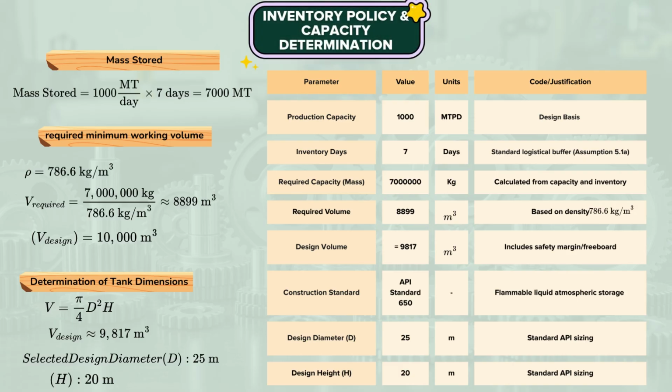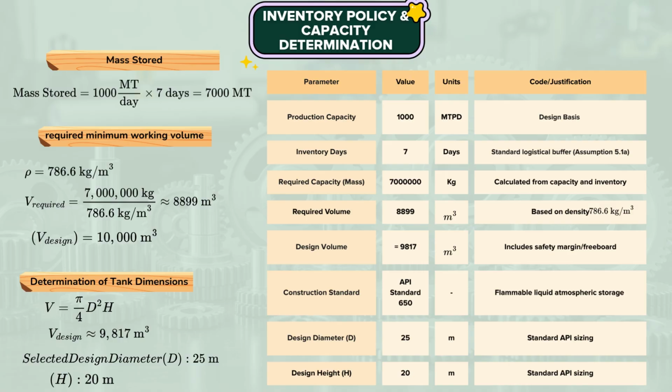Inventory policy and capacity determination. The capacity of the final storage tank is determined by operational requirements, logistics, and inventory policy. For a major industrial chemical facility, a standard inventory buffer is typically maintained to absorb fluctuations in production, delays in shipping, or scheduled plant maintenance. Inventory period. A minimum inventory period of 7 days of continuous production is selected to ensure logistical flexibility.